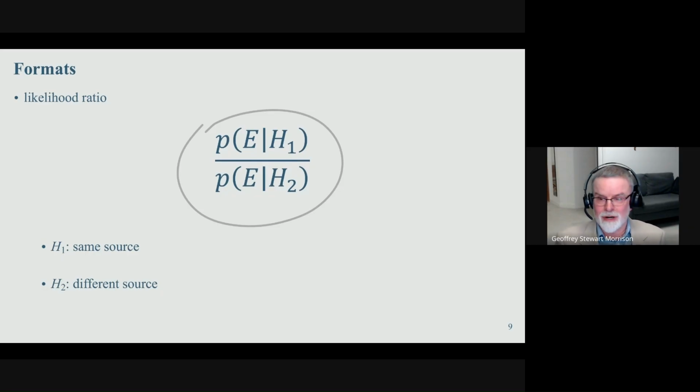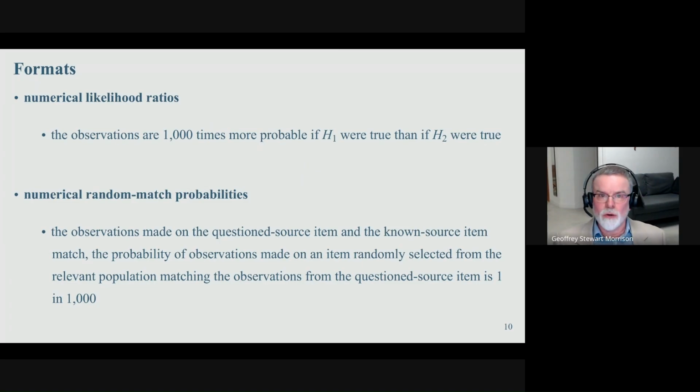Okay, so that's the background. That's what we're trying to communicate. What formats are used to communicate that? Well, one way is a numerical likelihood ratio. For example, the observations are 1,000 times more probable if H1 were true than if H2 were true.